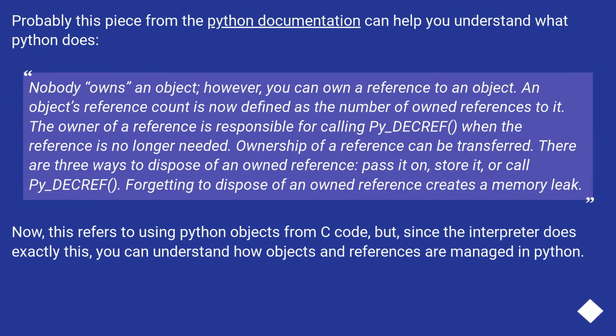Probably this piece from the Python documentation can help you understand what Python does. Nobody owns an object, however, you can own a reference to an object. An object's reference count is now defined as the number of owned references to it. The owner of a reference is responsible for calling _decref when the reference is no longer needed. Ownership of a reference can be transferred. There are 3 ways to dispose of an owned reference: pass it on, store it, or call _decref. Forgetting to dispose of an owned reference creates a memory leak. Now, this refers to using Python objects from C code, but, since the interpreter does exactly this, you can understand how objects and references are managed in Python.